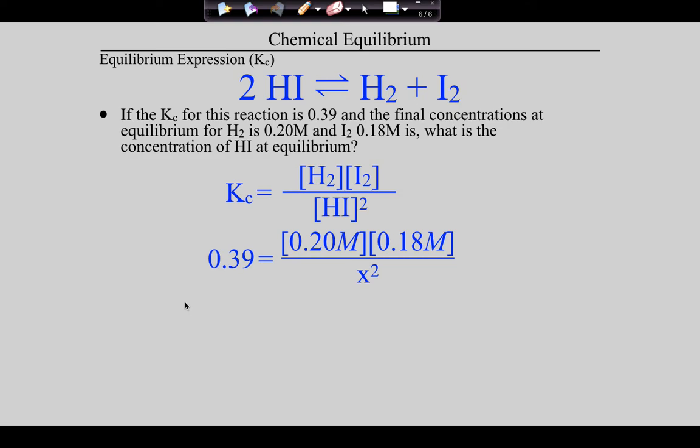Okay, so guys, tipping our hats to the algebra gods, how do we solve this for X? First thing we're going to do is multiply both sides by X squared. I learned that as cross multiplying. I don't know if you're taught that anymore. But multiply both sides by X squared. On the left, you get 0.39X squared. On the right, it cancels. But then, guys, I'm going to be efficient about this. The other thing I'm going to do is multiply 0.2 times 0.18, and I get 0.036.